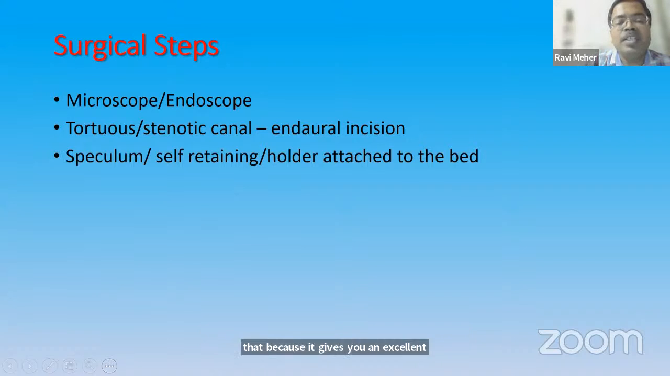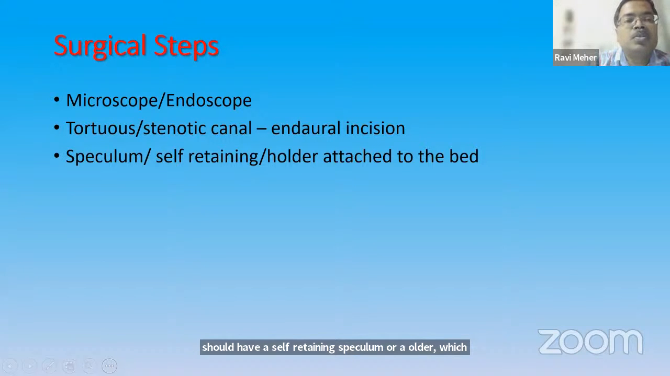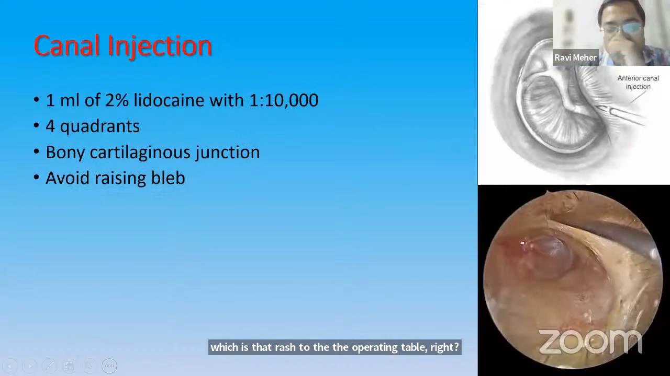You should have a self-retaining speculum or a holder which is attached to the operating table. Right. So first step is to give local anesthesia.